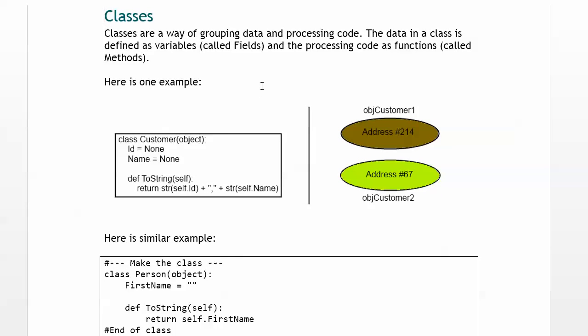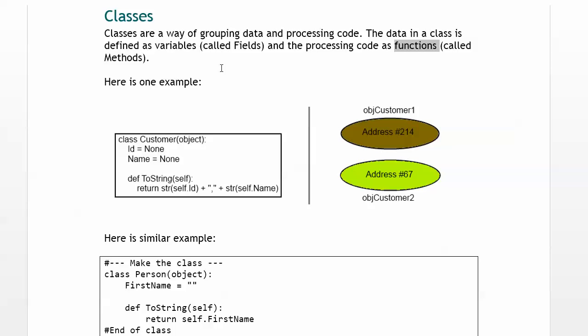We saw how classes are used to group data and processing code, in other words, variables and functions, by creating a very simple class. Now, a couple things to note is that your variables, when you make a class, are referred to as fields. And your functions, when they're in a class, are referred to as methods. Now, exactly why we have to have different names for these things, I don't know, but they are.